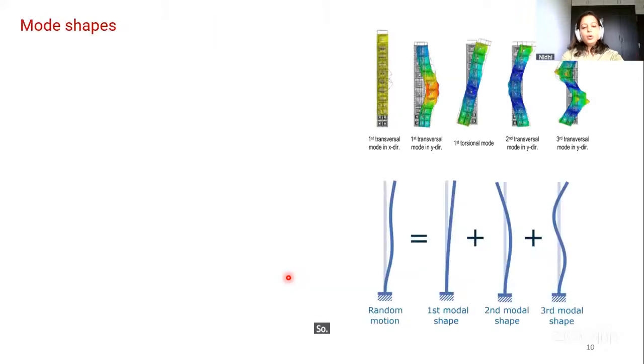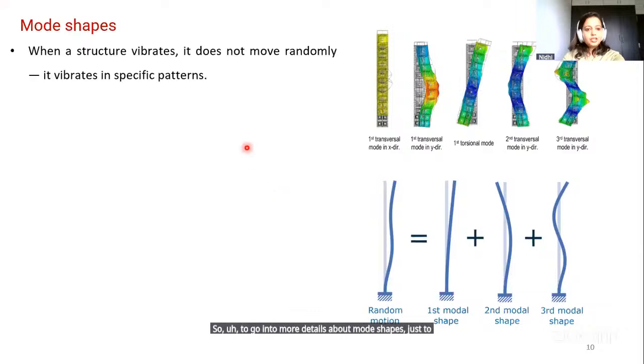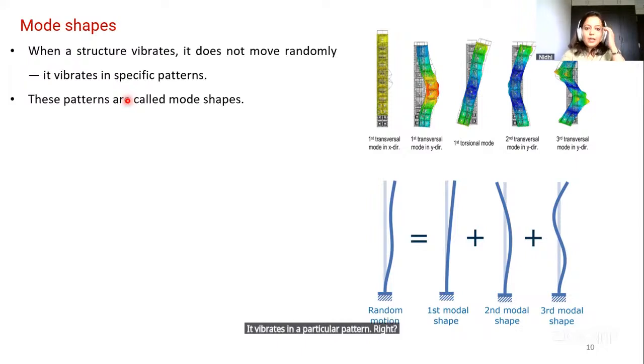To go into more detail about mode shapes, just to give you an introduction. When a structure vibrates, it does not move randomly. It vibrates in a particular pattern, right? This pattern is known as the mode shape. So let us consider this structure. It is a cantilever. This is fixed at the base, right? So it can move like this.